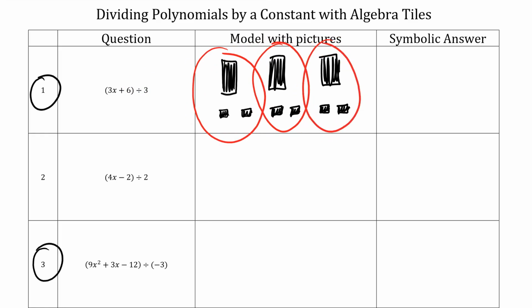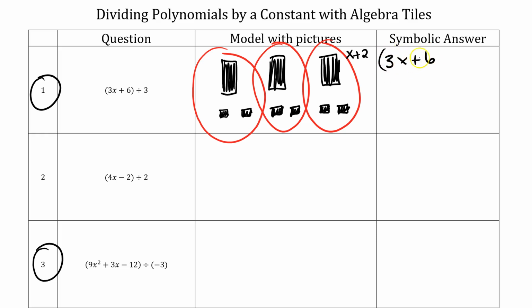And what this question is asking is, what is in each of these groups? So we know that the answer is going to be x plus 2, because when we split it up into 3 groups, each group has 1x and then we have 2. So x plus 2.